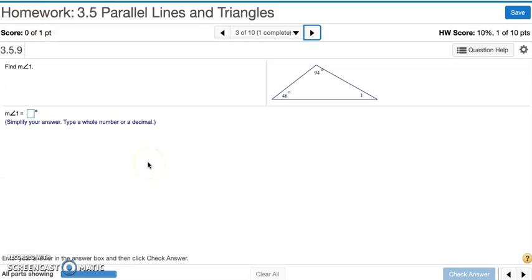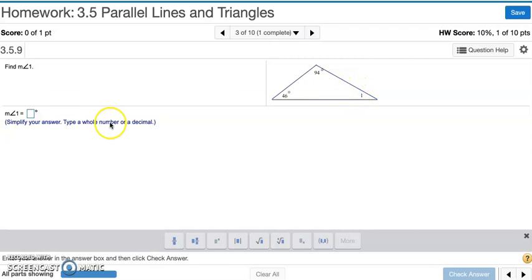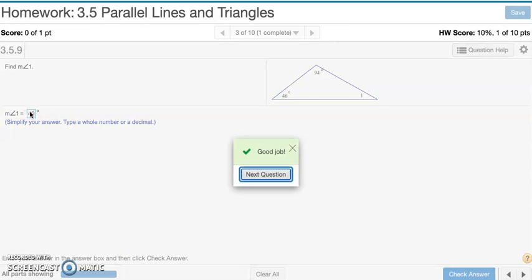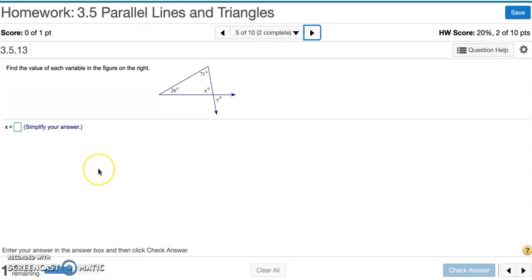Going to number 3, again we add up the two angles and subtract it from 180. Since the three angles inside add up to 180, for this one it will give you 40. And that's number 3. Going to number 5, find the value of each variable in the figure to the right.